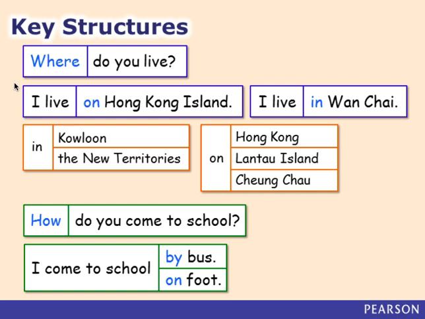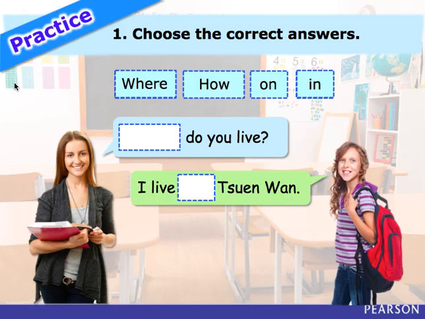When you ask about the method to come to school, you can ask, how do you come to school? And you can answer, I come to school by bus. I come to school on foot. So let's do some practice. Question 1. Choose the correct answers.